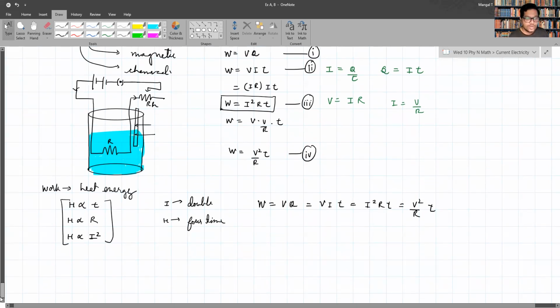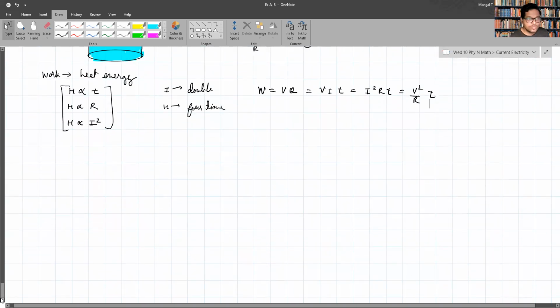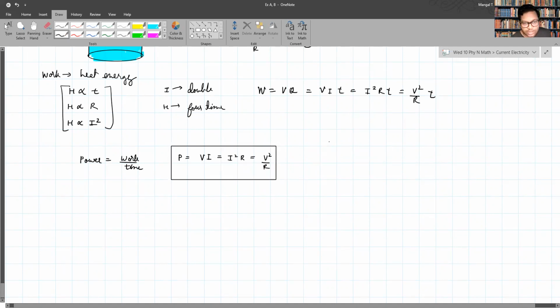Fine. Okay, then we move to power. So power we know is work upon time. So this is all about work and energy. So if you divide by T throughout, we are going to get P as V into I, I square R, and V square by R. So these are all the terms for electrical power. So therefore we can define it. P is equal to VI.